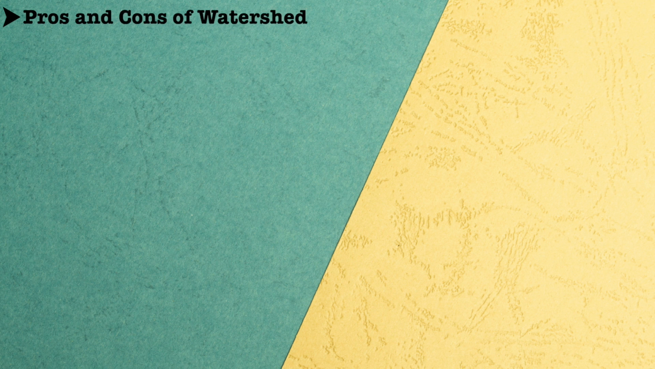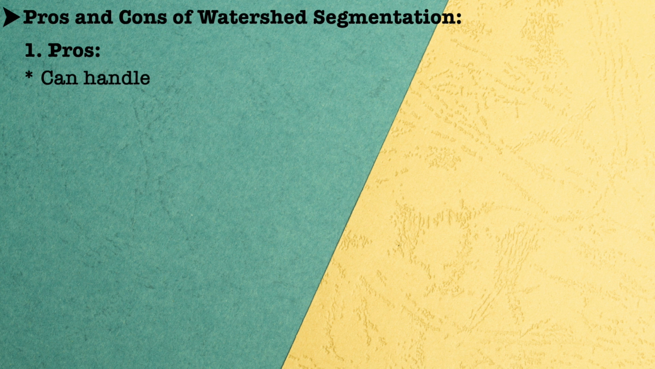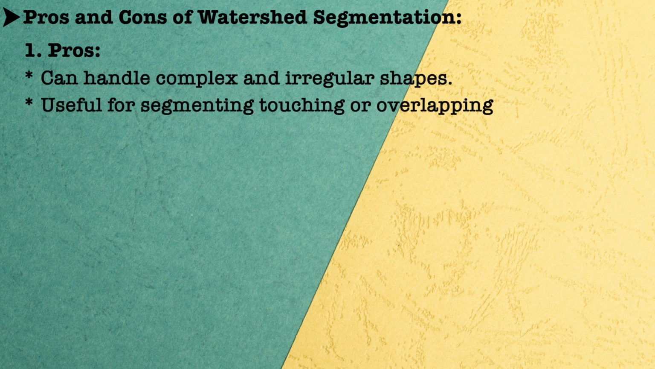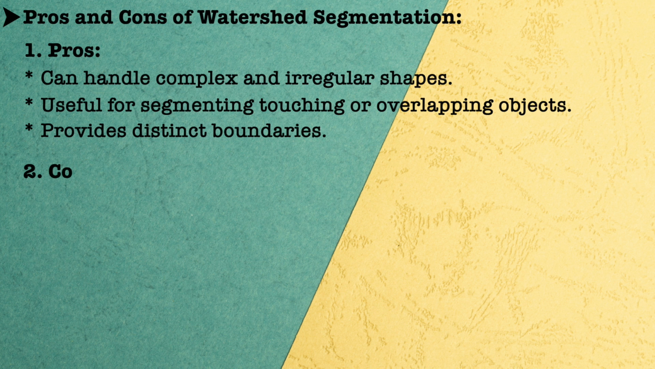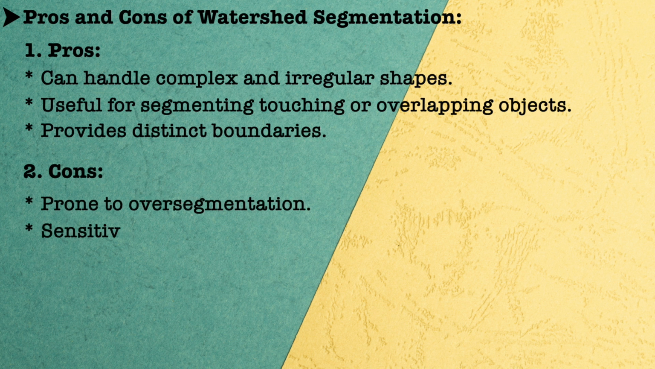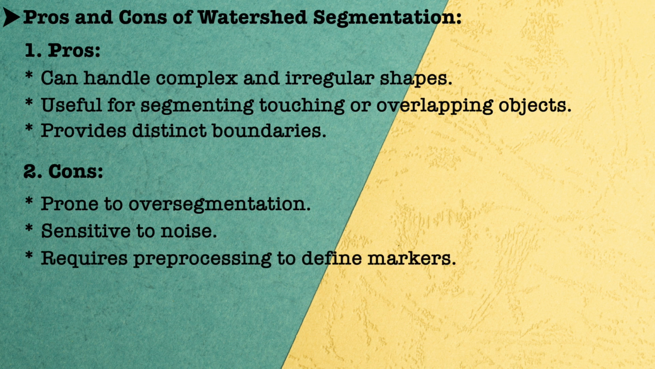Some pros and cons of watershed segmentation are here. Pros: it can handle complex and irregular shapes. It is useful for segmenting touching or overlapping objects. It provides distinct boundaries. Some cons are that it is prone to over segmentation and sensitive to noise, and it requires preprocessing to define markers.